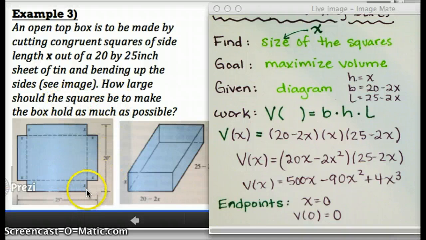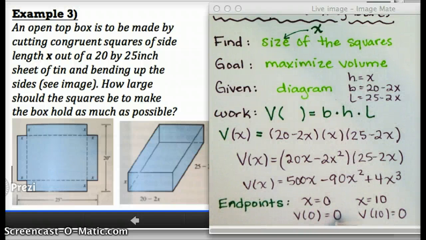If I cut out a square that's 10 inches, I would actually be cutting all the way halfway across this side, and I would be cutting halfway across from the other side as well, so that's the most that I could cut, 10 inches. That would be the maximum X value that I would consider making. And when you plug 10 in, you actually also get a volume of 0.